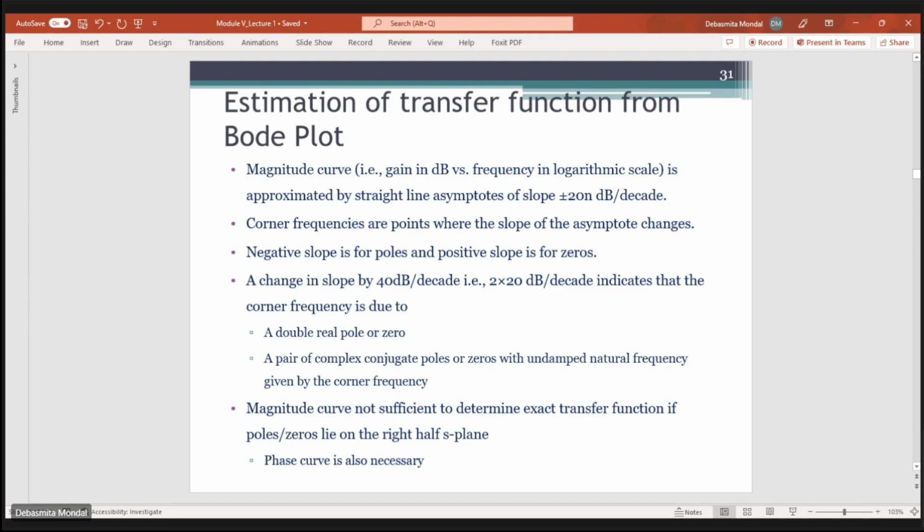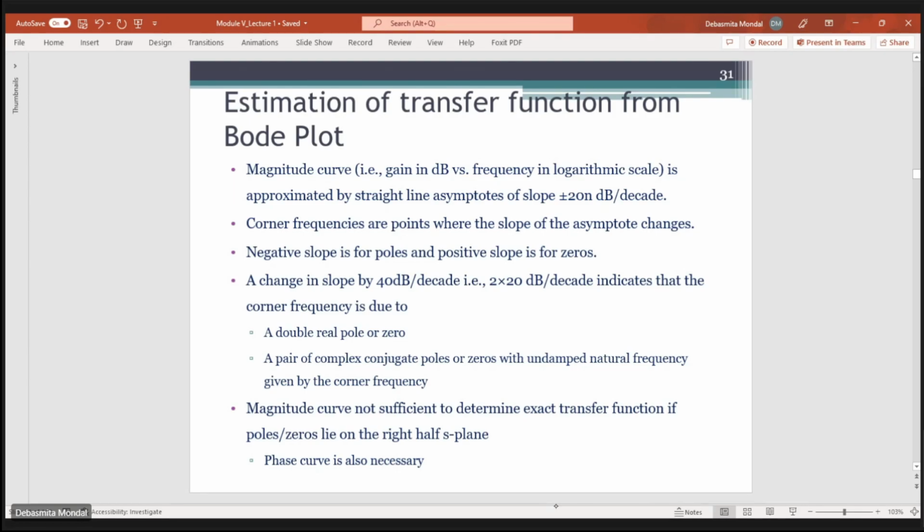Now if you have a corner frequency and the slope of the asymptote changes by 40 dB per decade, that can mean two things. Either there is a double real pole or zero in the system, or there is a pair of complex conjugate poles or zeros in your system. In either case, the system will have a slope change of 40 dB per decade.